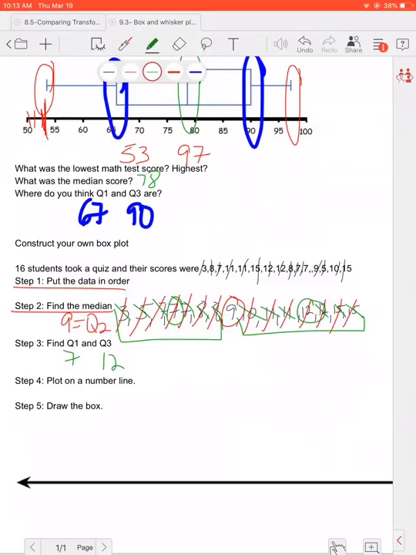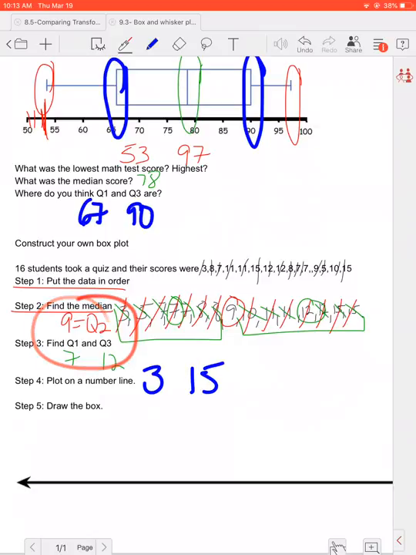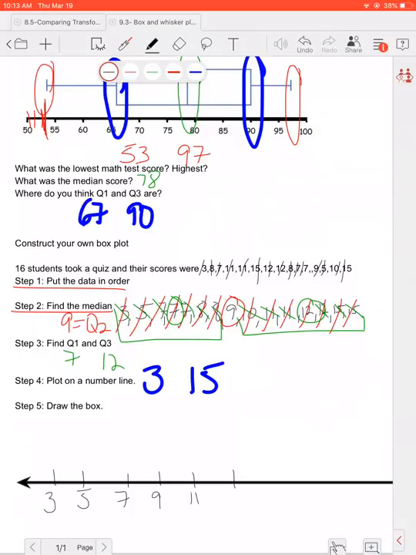Now we're going to plot on the number line. When I need to decide how I'm going to plot my numbers on my number line, I'm going to look at my lowest number and my highest number, and then I'm going to look at my quartiles. We're going from 3 to 15, so I don't really want to count by 1s, but I could if I wanted to. I'll probably count by 2, so I'll start with 3 here, and then I'm going to go 5, 7, 9, trying to space these as evenly as possible, 11, 13, and 15.